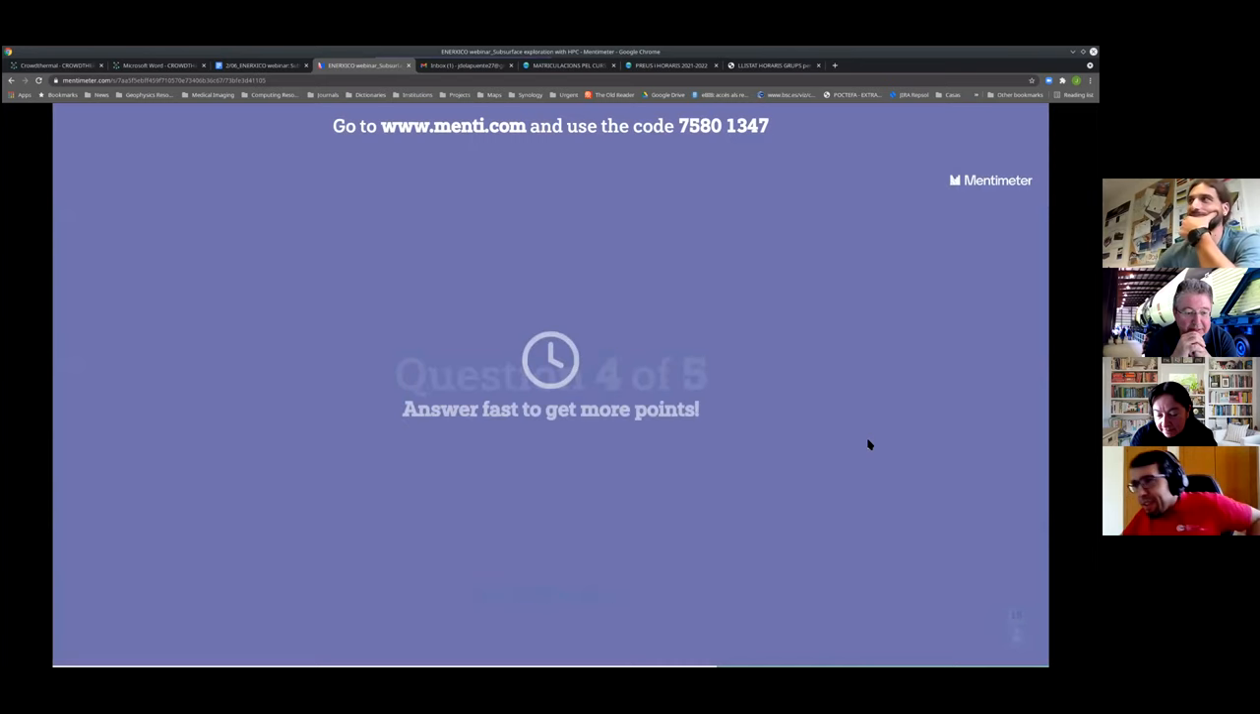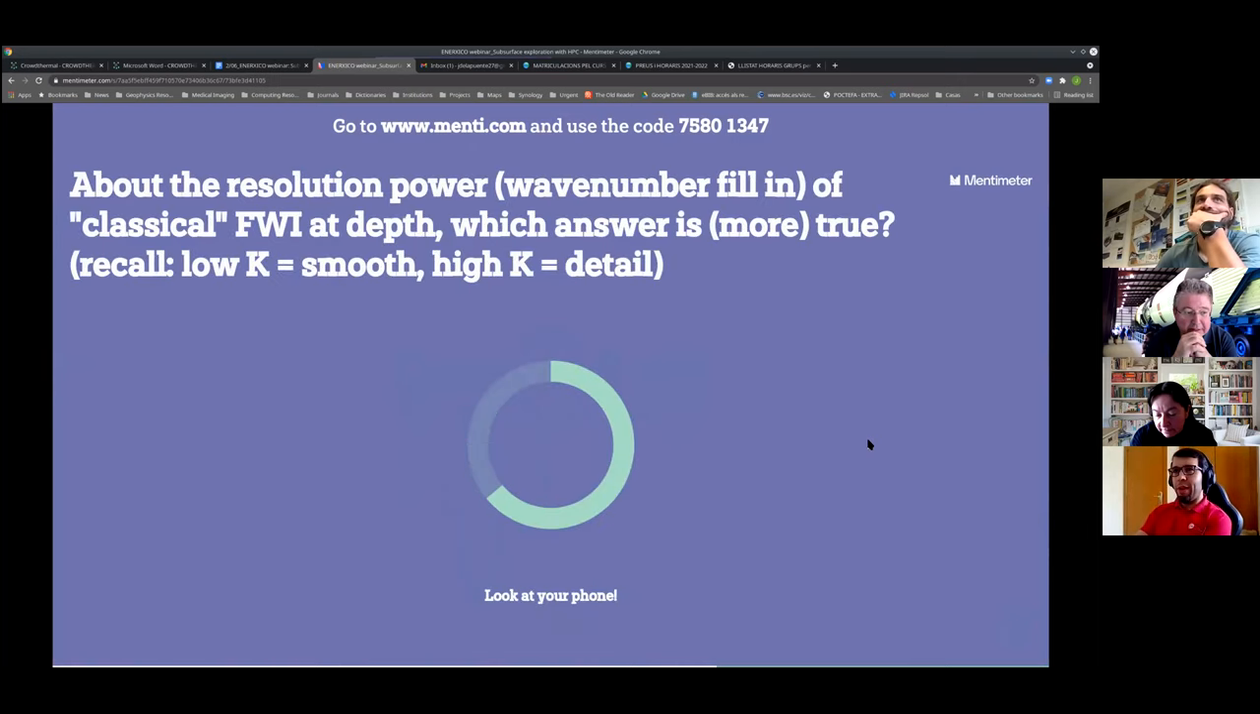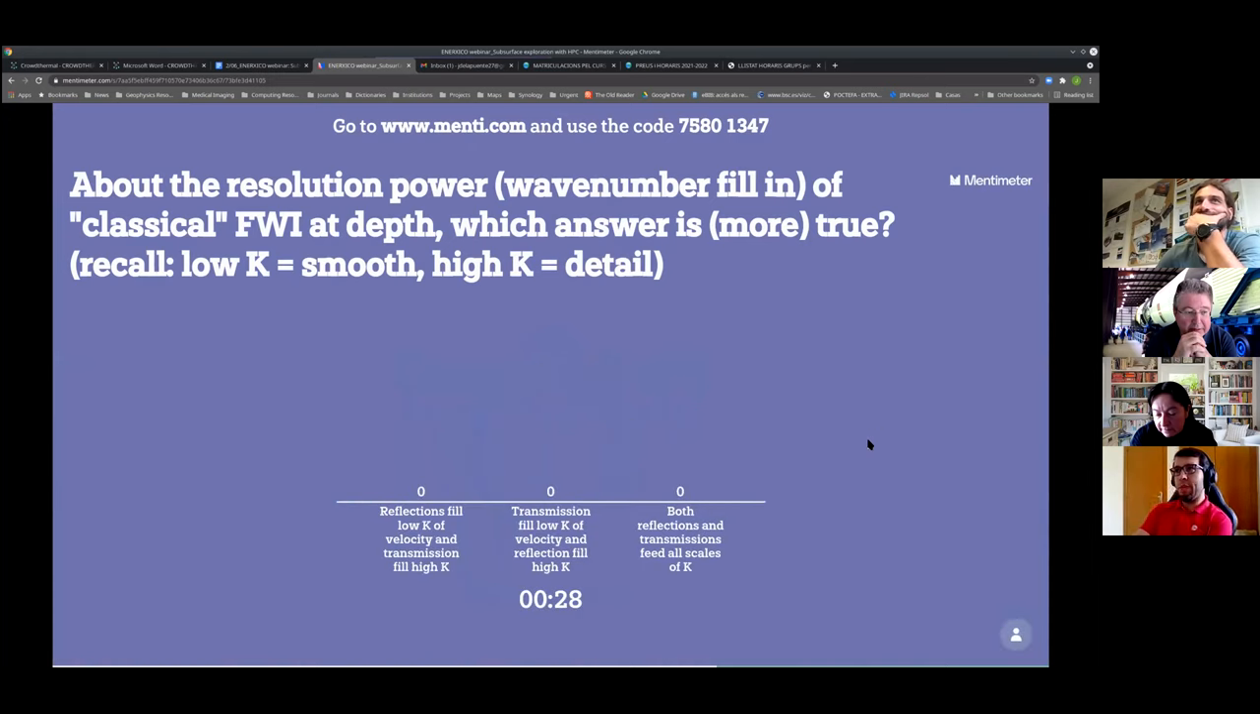Question 4. Okay, that's a long one. About the resolution power, wave number fill-in of classical FWI depth, which answer is more true? So there can be two which are true. So low K is smooth, high K is detailed. So reflections feel low K, so smooth velocity, and transmission feel high K, or transmission feel low K and velocity reflection feel high K, or both reflections and transmissions fit all the scales of K. Only one correct. Keep in mind, low K is smooth, high K is detailed structure.